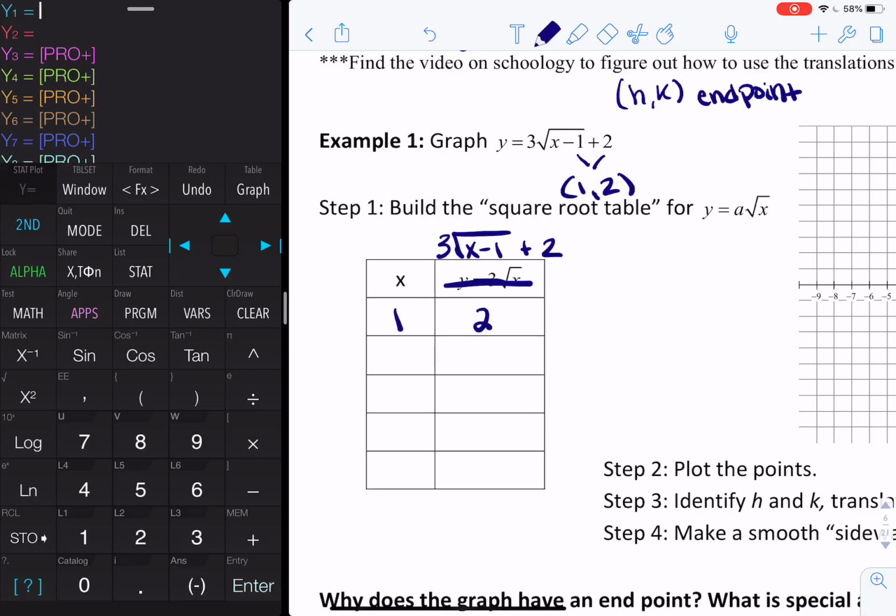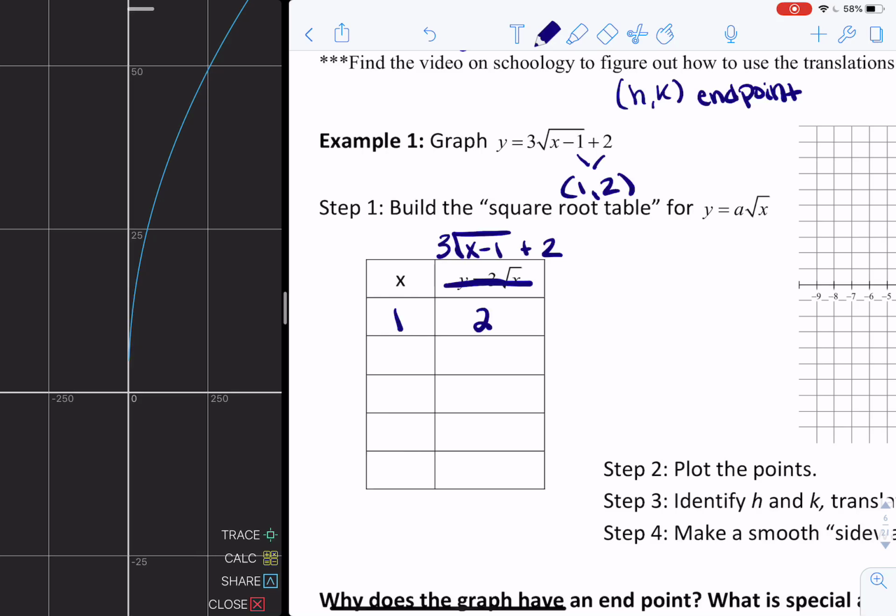Then I'm going to go to my y equals on my calculator, and I'm going to type in 3 times the square root of x minus 1, and you want to be careful with your parentheses here because you want to make sure you're telling the calculator what is exactly under the square root and what's not. So you can use your arrow and parentheses to make sure that the plus 2 is not underneath. Then we like to go ahead and take a look at the graph. Okay, we see what it's going to look like. I'm going to close that.